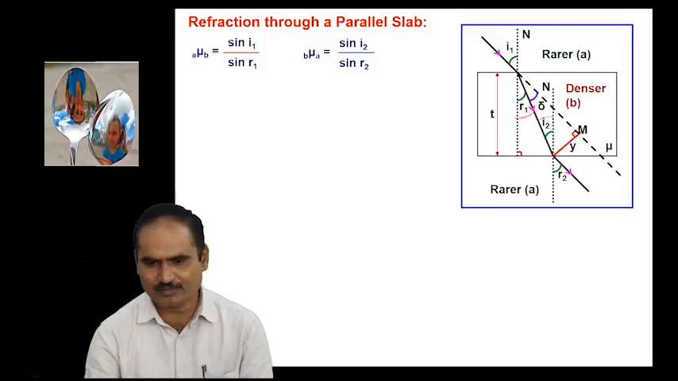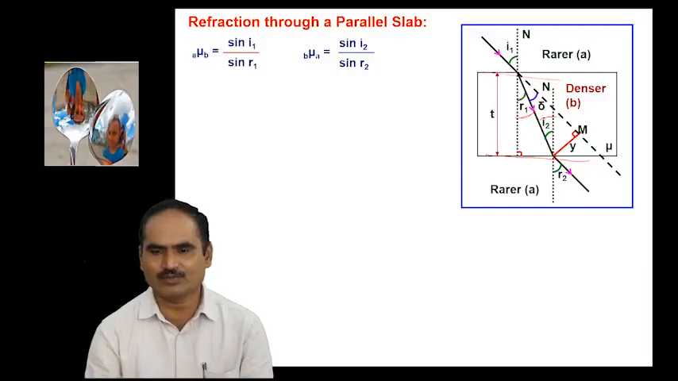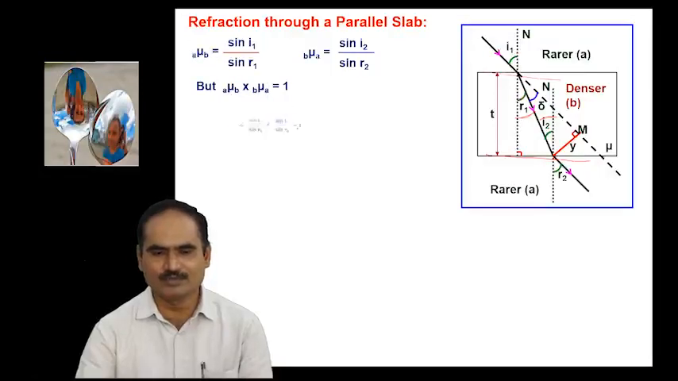is equal to angle R2, because these two interfaces are parallel. If these two are parallel, then these two normals drawn are also parallel. So if you consider these two angles, angle R1 and angle I2, they are alternate interior angles. So if these two are equal, then if you multiply these two, mu B with respect to A and mu A with respect to B, you see that sin I2 and sin R1 cancel each other. Then we can write sin I1 by sin R2 is equal to 1.